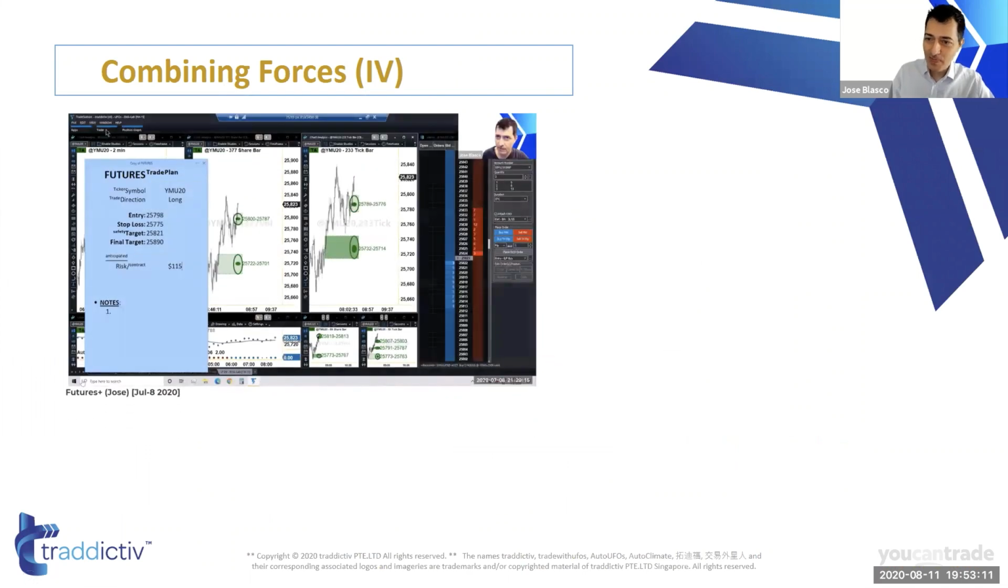So now, there are more examples, okay? But I would like to show you as well trades with other markets, okay? So now we are looking at the Dow futures, okay? And this is a trade, you can see me here on the right, isn't it? So this is a trade I planned on the Traditive channel with You Can Trade. And this is the YM, this is the Dow futures.